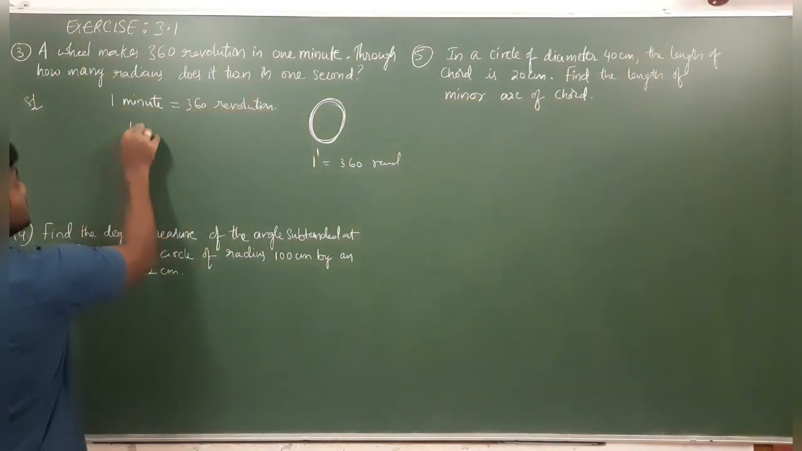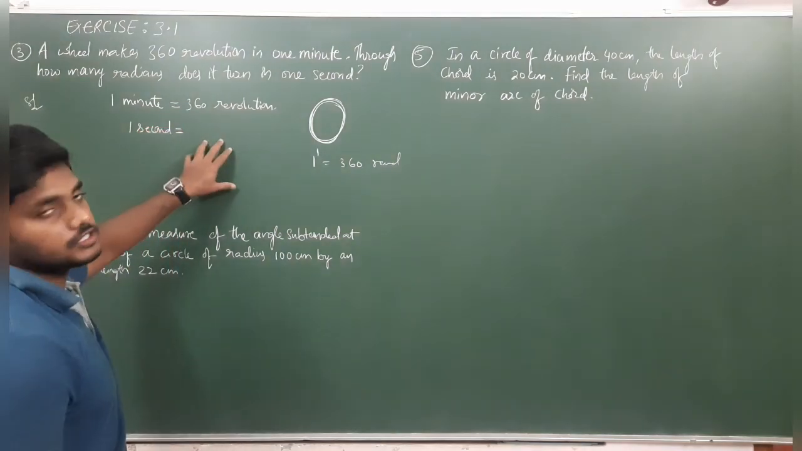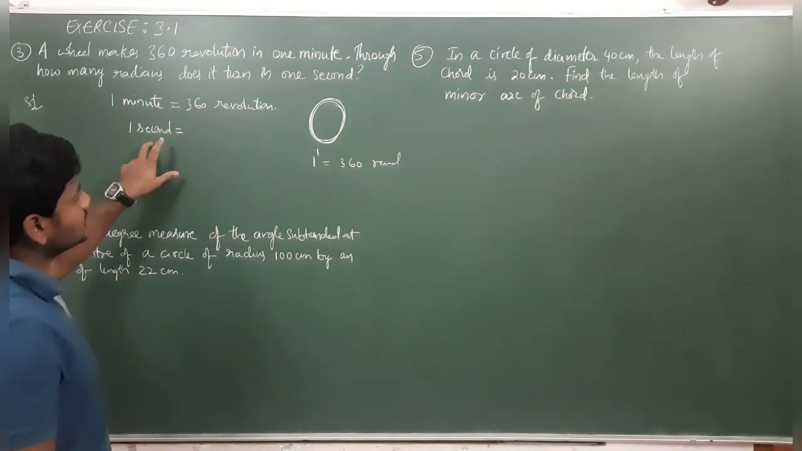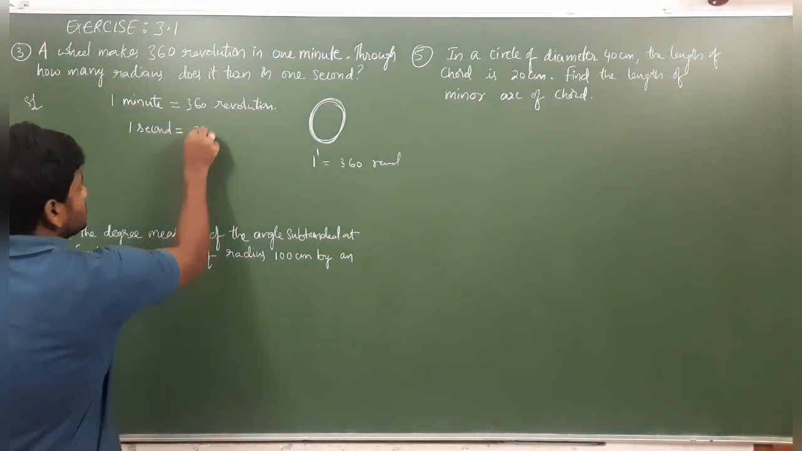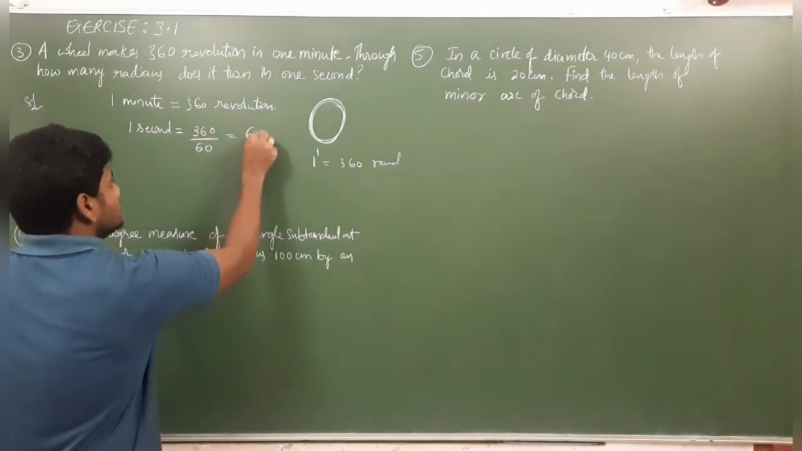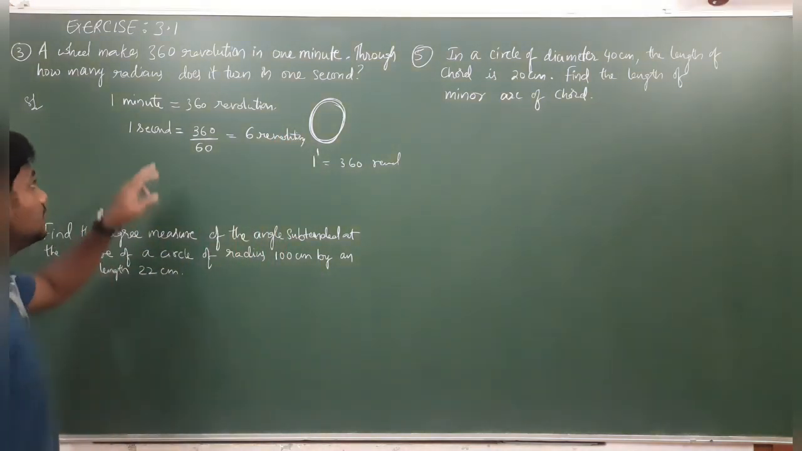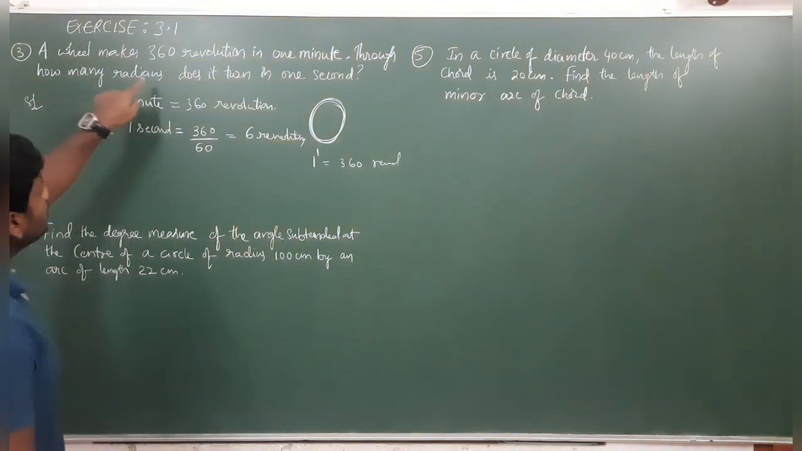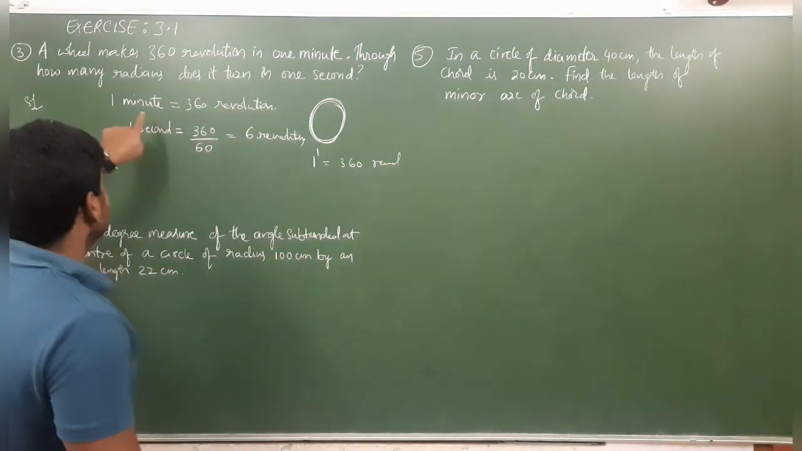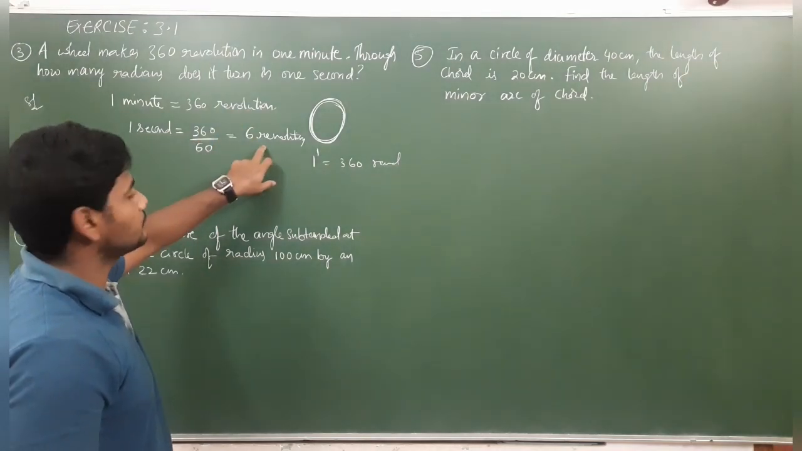Now, 1 second is equal to how many revolutions? In 1 minute, 60 seconds will be there. So in 1 second, how many revolutions? Nothing but 360 by 60, which is equal to 6 revolutions. Why I have converted in terms of seconds is because they asked how many radians it turns in 1 second. So is it very clear, guys? 1 minute is equal to 360, so 1 second is equal to 6 revolutions, right?